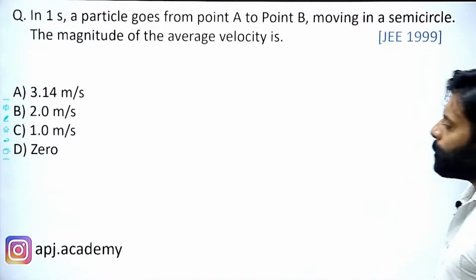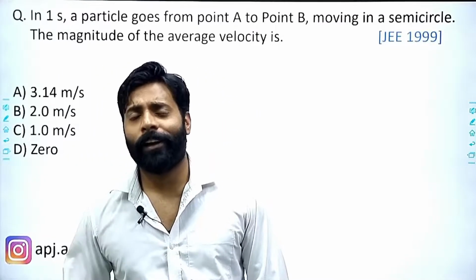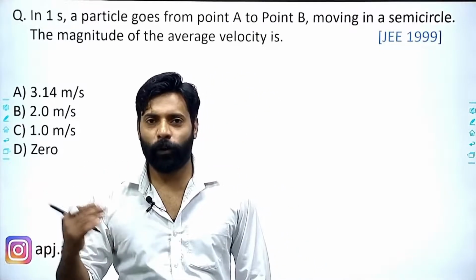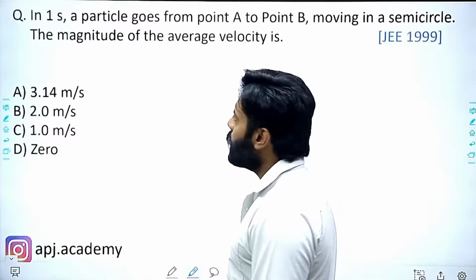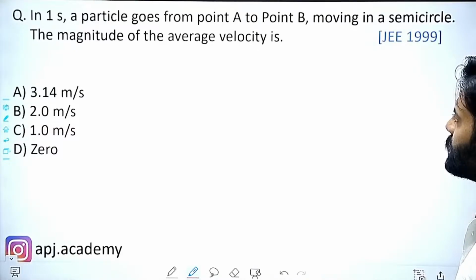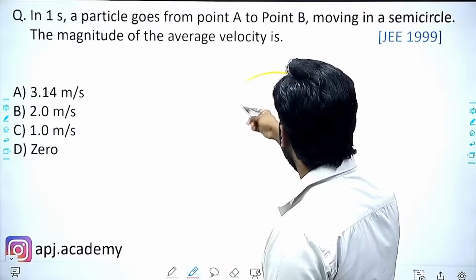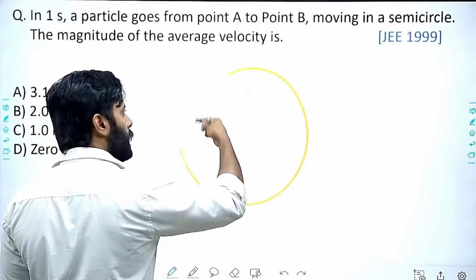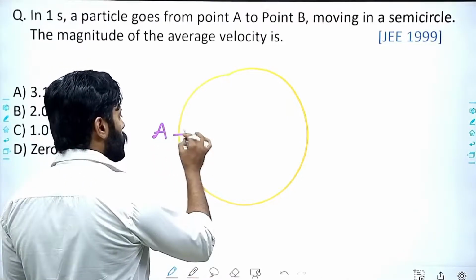And let's see what are the practical applications of these things. But before that, let's solve some previous year questions so that you will get a quick grasp of the topics, and you get to know whether you are able to solve the questions in your exams or not. So question practice is very important in physics. So here the question given is, in 1 second a particle goes from point A to point B moving in a semicircle. The magnitude of the average velocity is, okay, we do not know about the circle and the radius. I think that the diagram is missing from the question, but no issues, I'll draw for you.